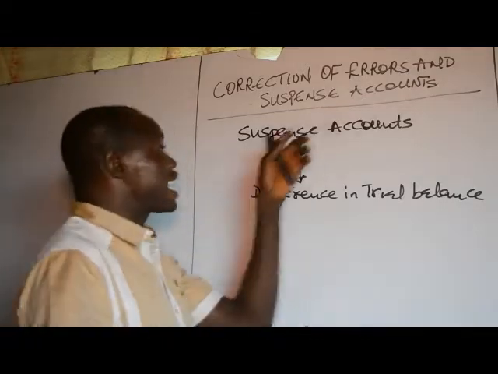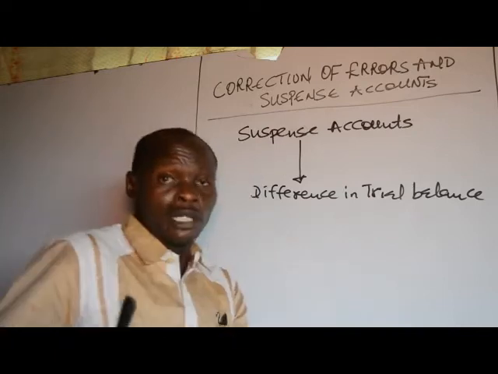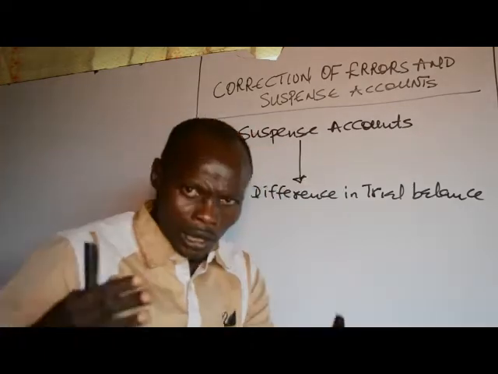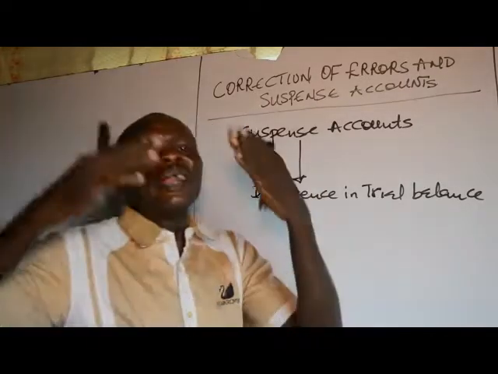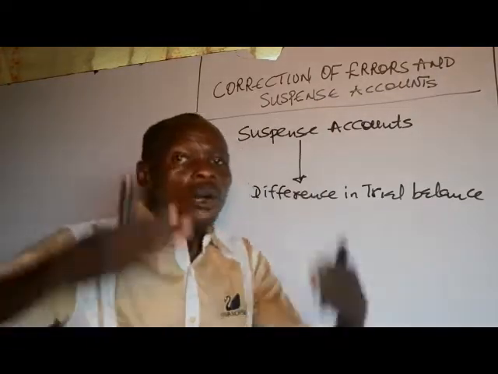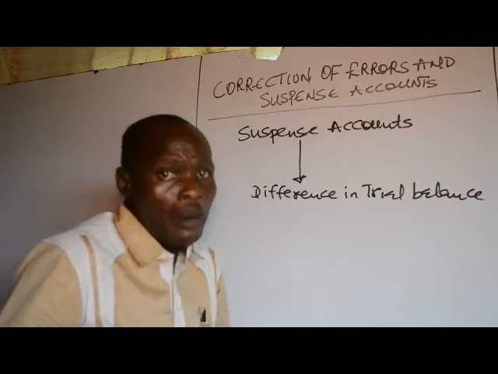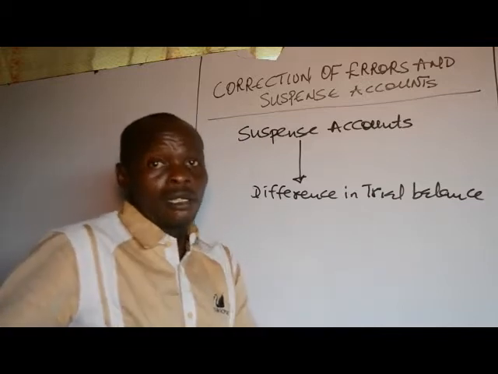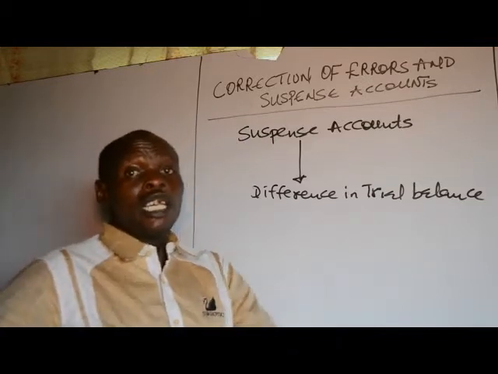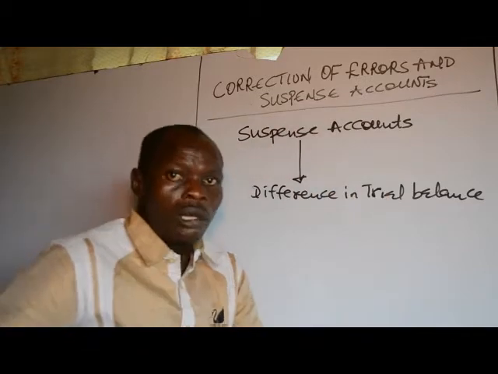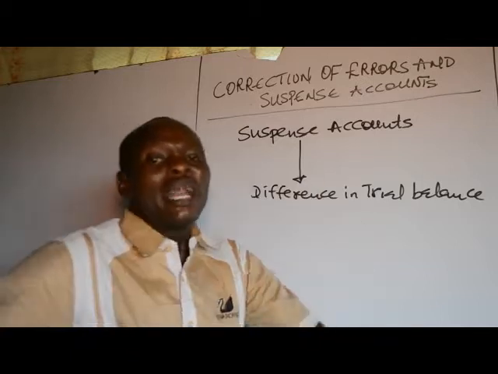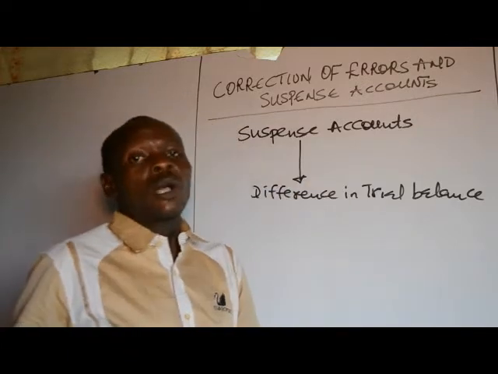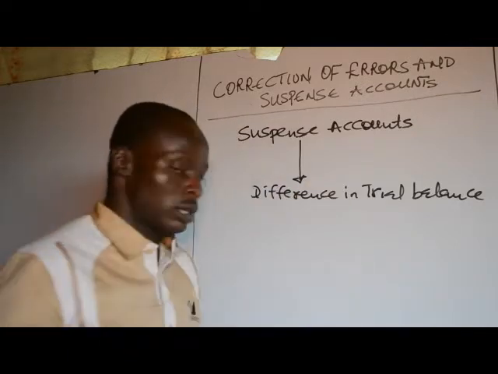So, a suspense account is an account in which those errors that affect the agreement of the trial balance will be recorded pending the location of the errors.